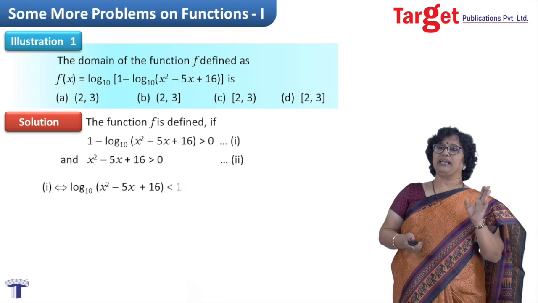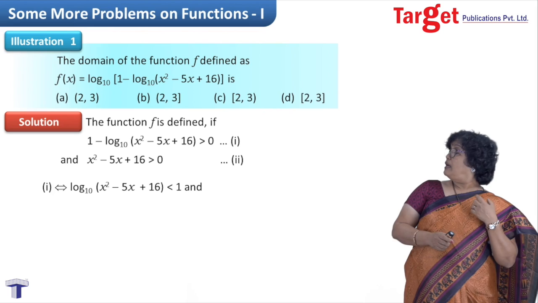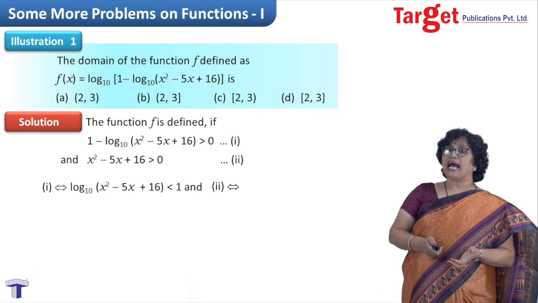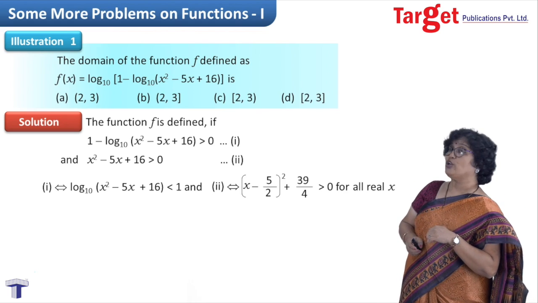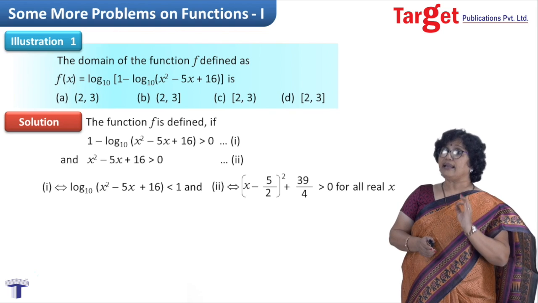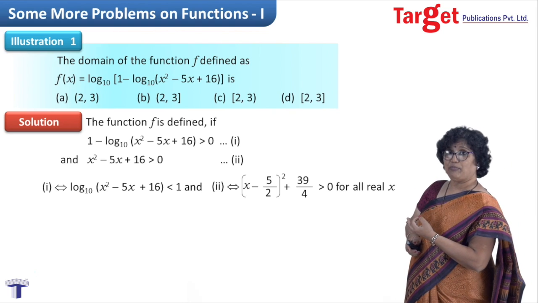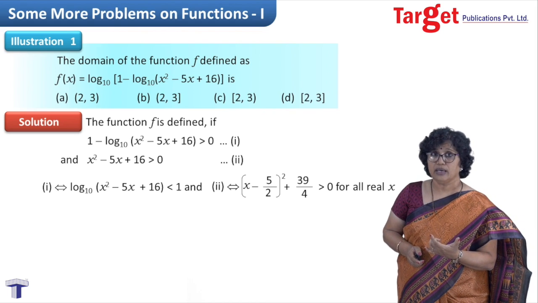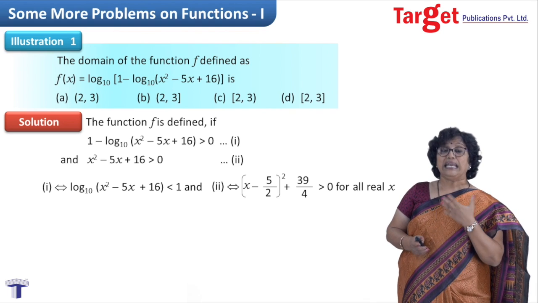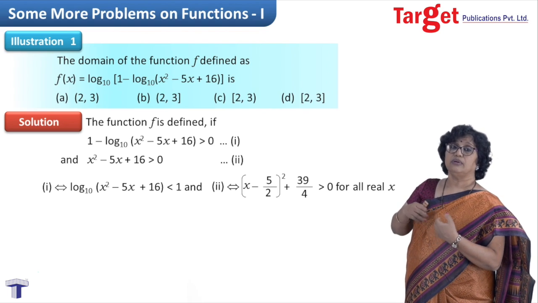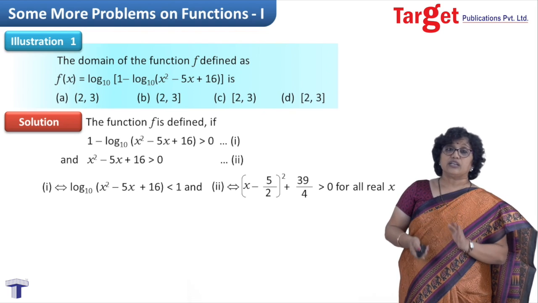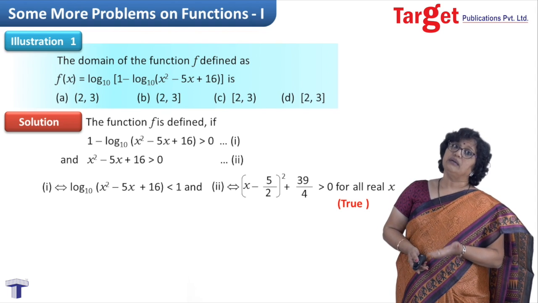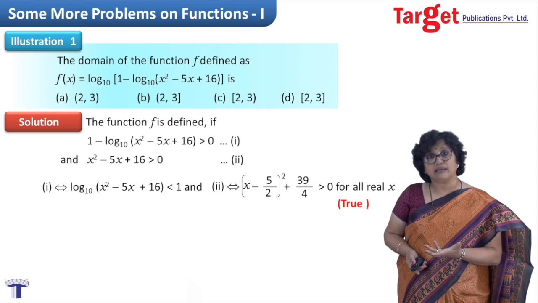Now, deal with them separately. First one tells me that log of x square minus 5x plus 16 should be less than 1. And the second one tells me that x square minus 5x plus 16 greater than 0. I make a perfect square and I write x minus 5 by 2 whole square plus 39 by 4. You are adding a positive quantity to a non-negative quantity. The answer will surely not be negative, and in fact, it would be more than 39 by 4. So obviously it is positive, and it is always true. When you are adding two non-negative quantities, the answer would be positive.